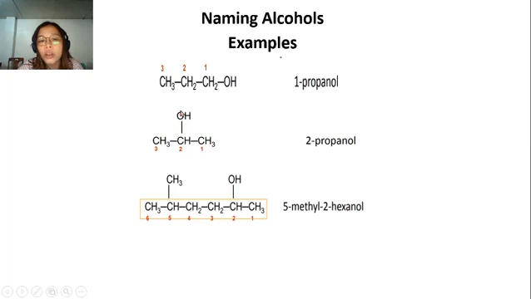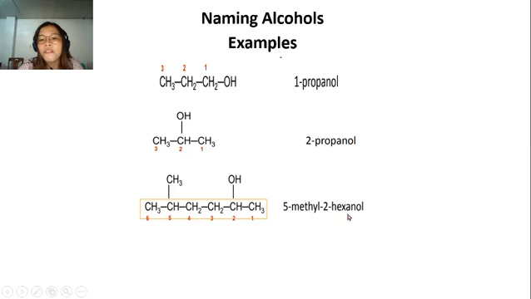The OH moved to the second carbon. So this can be interchangeable, no? It can be 1, it can be 3. But most of the time, we start numbering our carbon from the right side to the left.